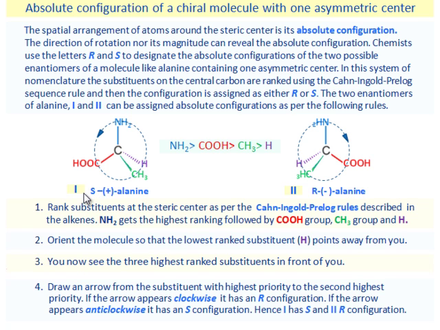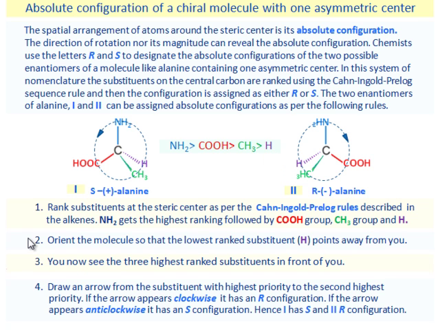The two enantiomers of alanine, 1 and 2, can be assigned absolute configurations as per the following rules. 1. Rank the substituents at the stereocenter as per the Cahn-Ingold-Prelog rules. NH2 gets the highest ranking, followed by the carboxyl group, followed by the methyl group and hydrogen.